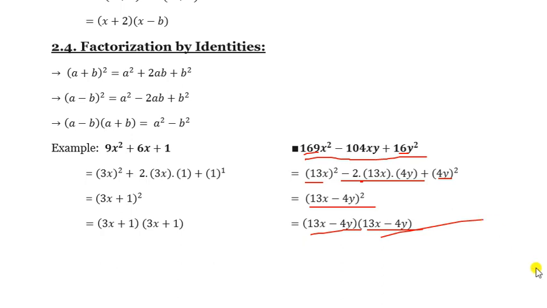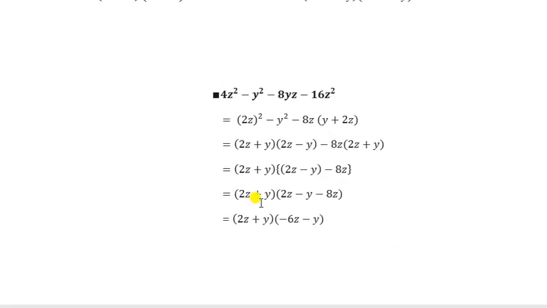Now one more is left, that is a² − b². Let's see another one: 4z² − y² − 8yz − 16z². See here, easily you can identify these two terms present in square form, and this is also present in square form. But here we cannot use (a + b)² or (a − b)². So try to use the a² − b² formula.